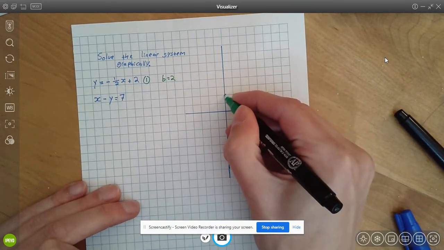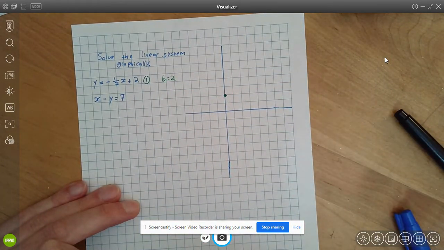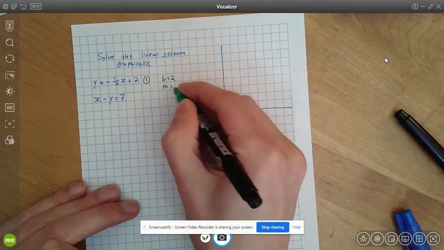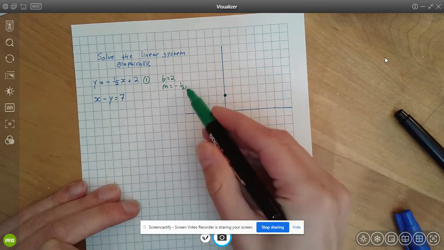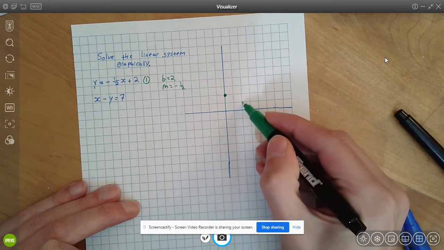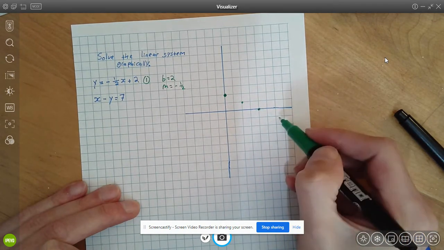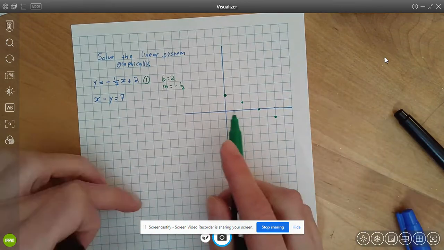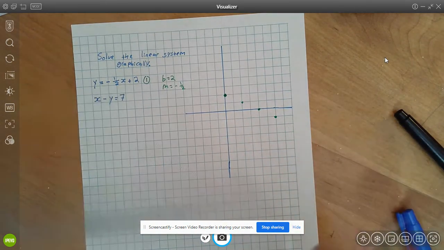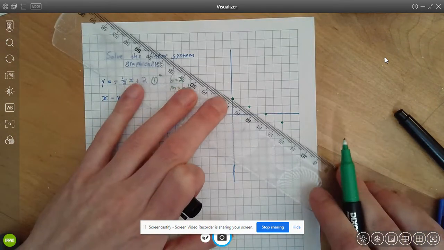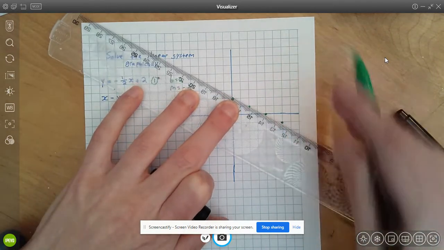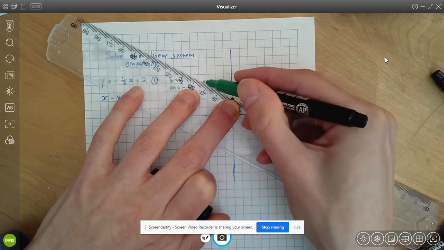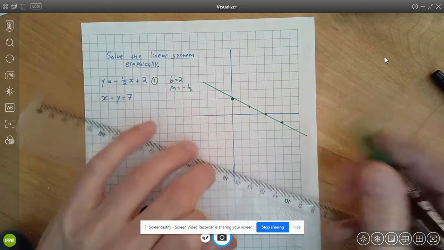So I'm going to start at 0, 2. And then my slope is negative 1 over 2. So it's rise over run. I'm going to go down 1 over 2, down 1 over 2, down 1 over 2. I like to put in lots of points because that makes it easier to draw my line precisely. And we'll talk about why it's important to draw a really precise line in a minute.